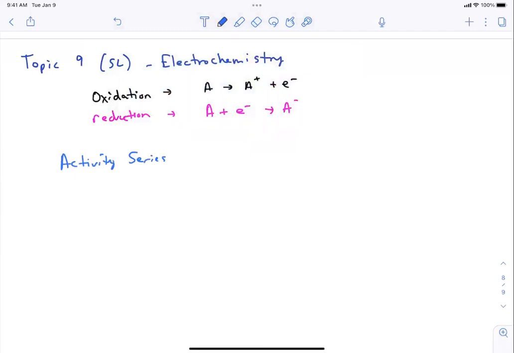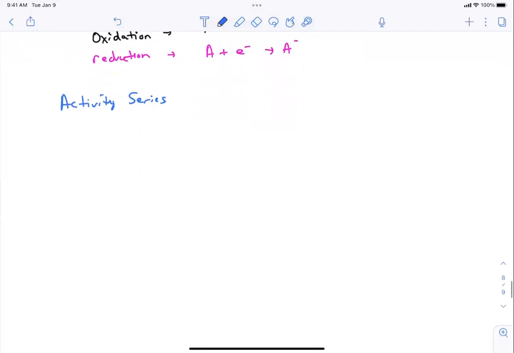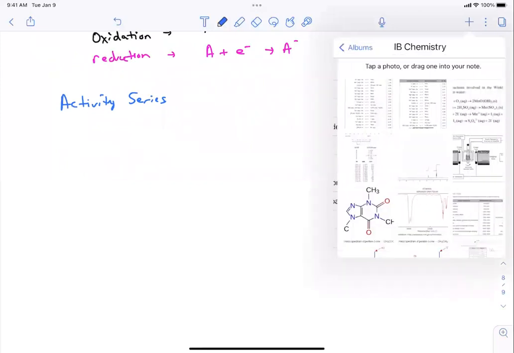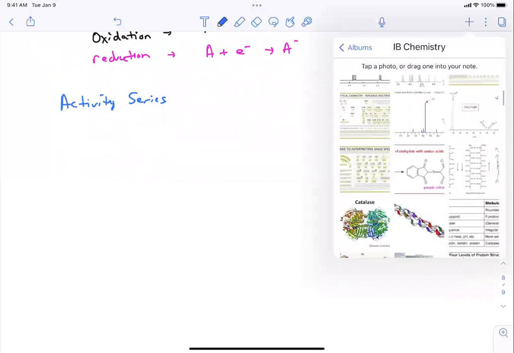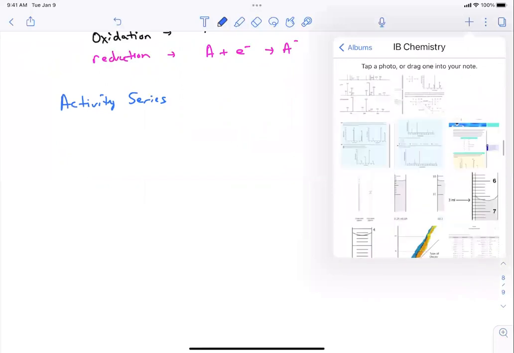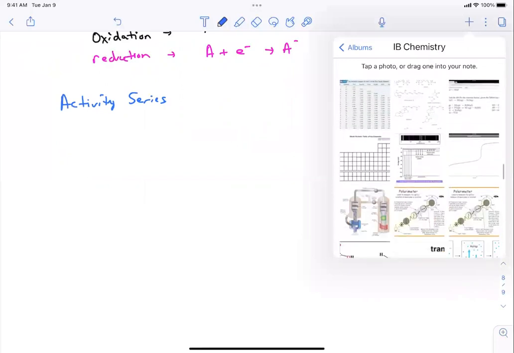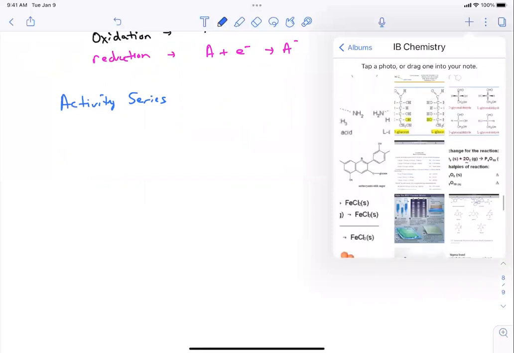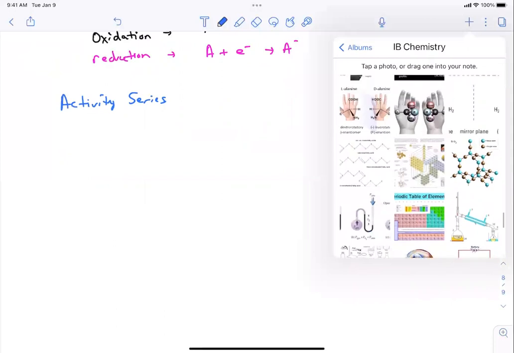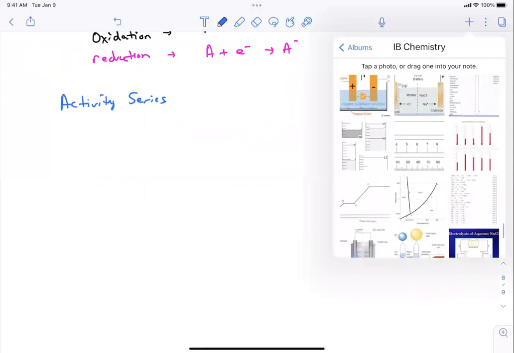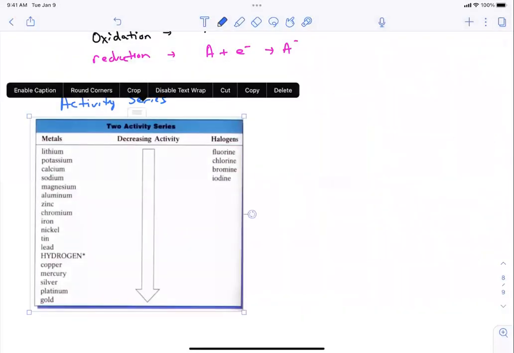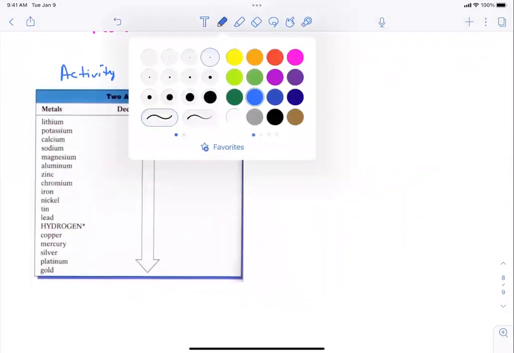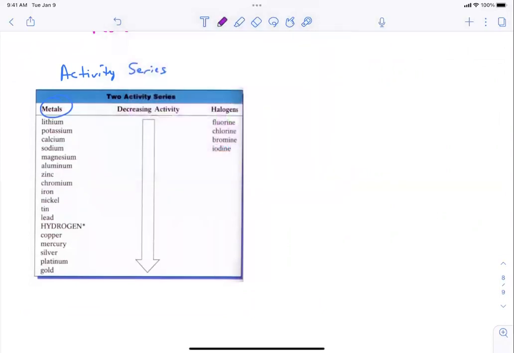Activity series. Okay. Activity series tells you whether a species can replace another species in the reaction. And so, do I have the activity series on here somewhere? I just want to get a little bit of it here. I don't want the whole thing, but I might have to. We'll just use this one. It's not the IB one, but you get the idea. Okay. Metals want to lose electrons.